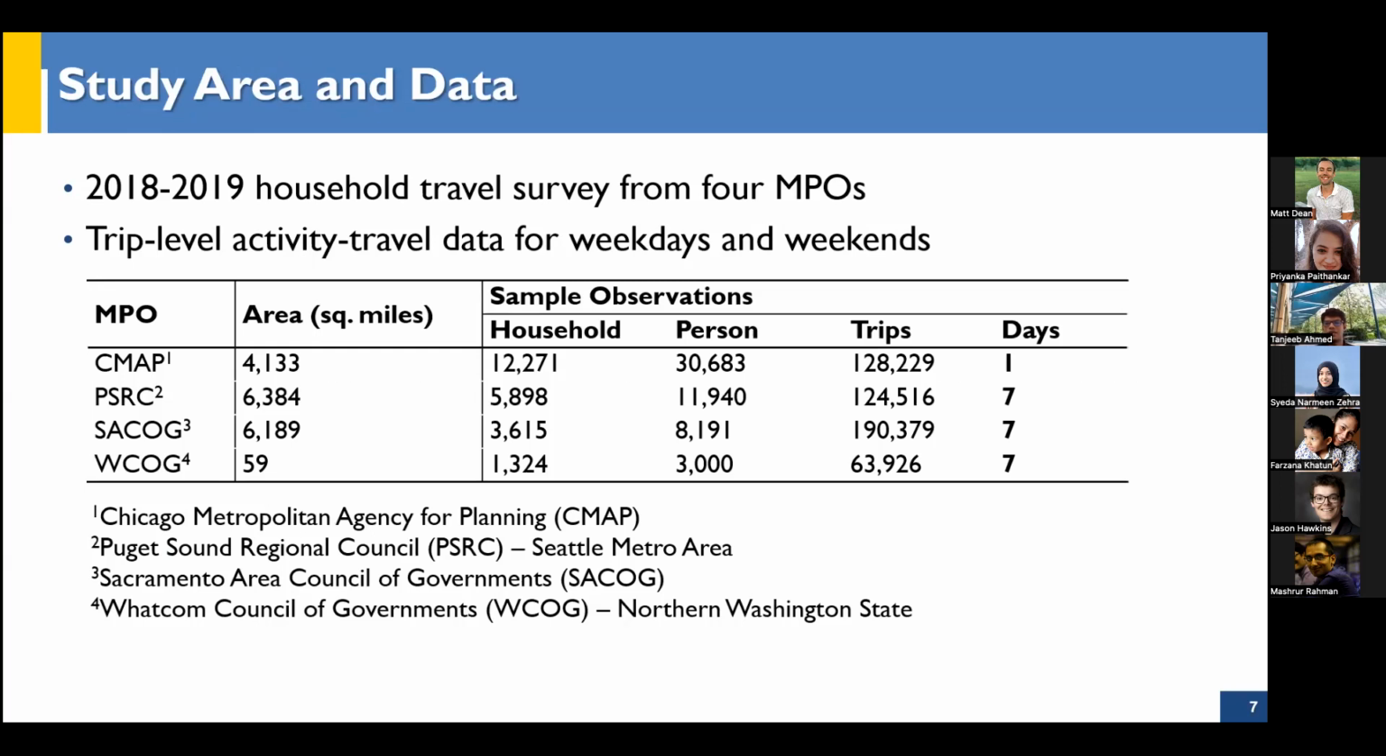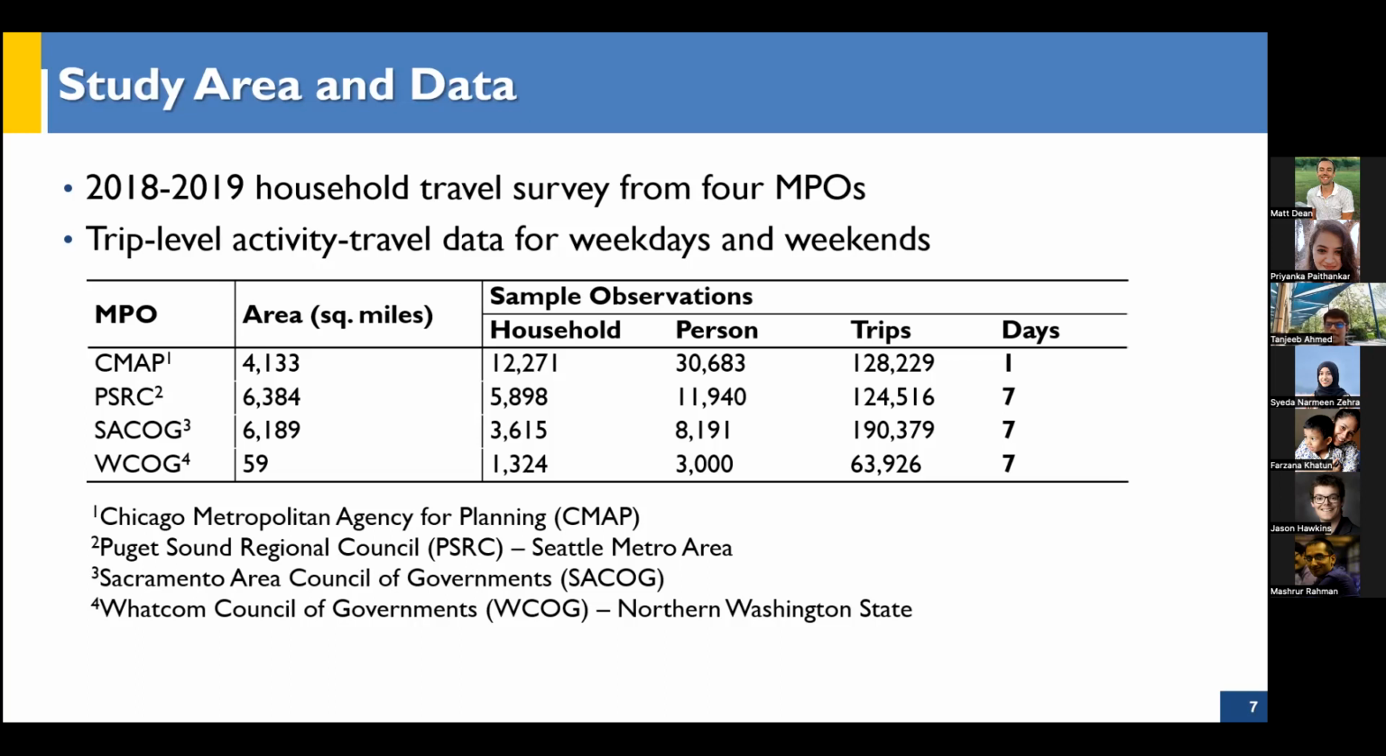So in this study, I used the 2018 and 19 household travel survey data collected from 4 MPOs in the US. And these are CMAP, or the Chicago Metropolitan Agency for Planning, PSRC, or Puget Sound Regional Council, SACOG, or Sacramento Area Council of Governments, and WCOG, or the Whatcom Council of Governments. So these collected datasets contain trip-level activity travel data for weekdays and weekends. The table provides an overview of the area and sample observations from each of these MPOs.